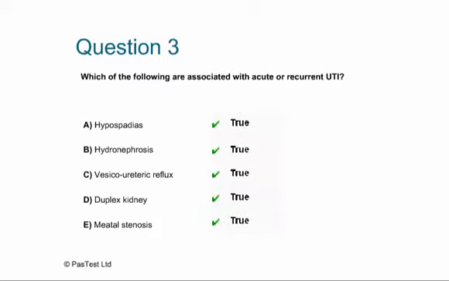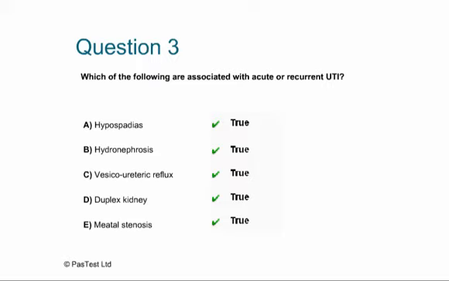They're all true. Hypospadias can be associated with recurrent urinary tract infection. You can get ascending infection more easily with hypospadias, and there are some upper tract abnormalities associated with it. Hydronephrosis is indeed associated with acute or recurrent urinary tract infection because largely the cause for hydronephrosis is going to be one of reflux or obstruction. That brings us on neatly to C, which is reflux, which does indeed predispose you to urinary tract infection.